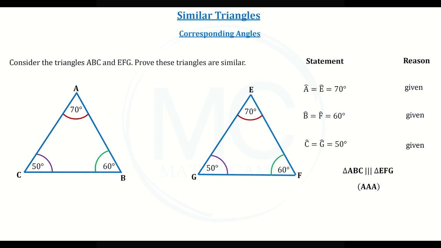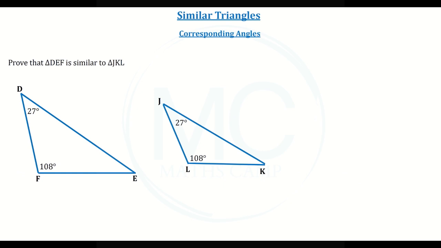Let's do another example. Prove that triangle DEF is similar to triangle JKL. Here we can see that we have only been given two angles in triangle DEF, 27 degrees and 108 degrees, but we don't know the size of our third angle E. So let's start by finding it.